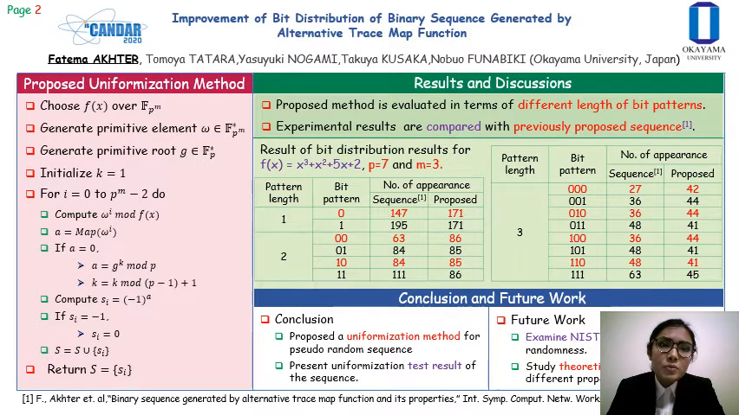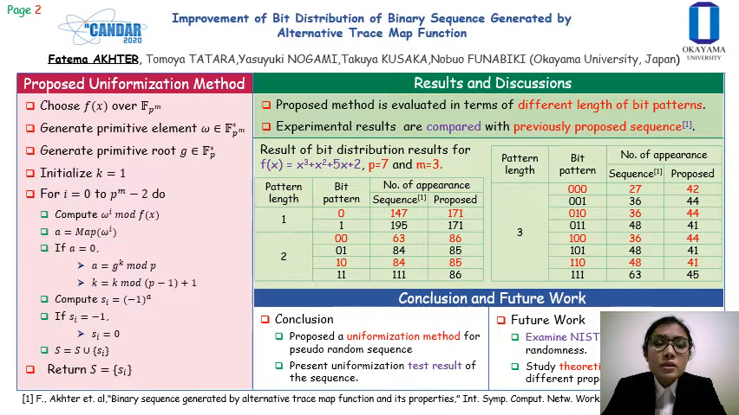Proposed uniformization method. So in our previous research, inequality begins from the output of the mapping function. The mapping function outputs prime field elements, that is 0 to p minus 1. All non-zero elements are equal, whereas 0 are not equal and more.